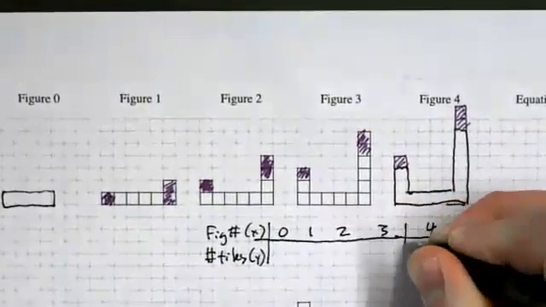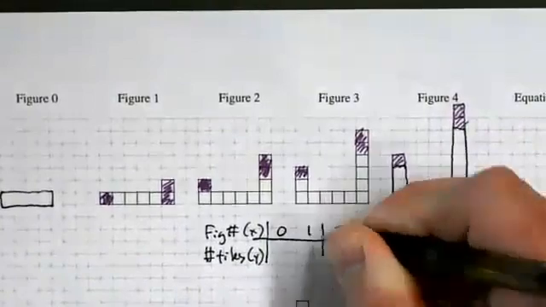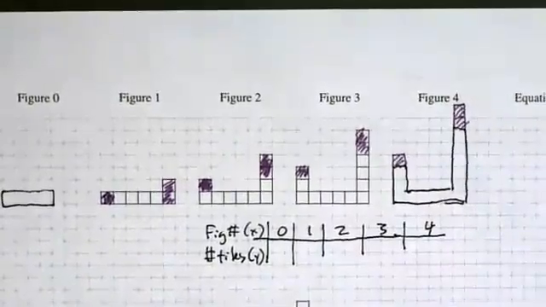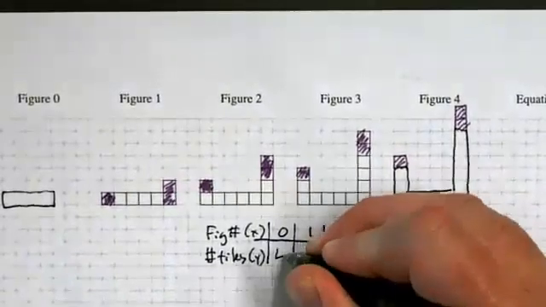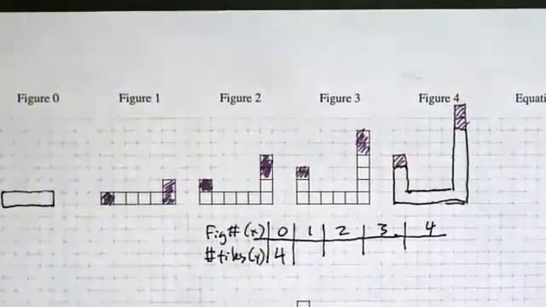And to fill out the rest of it, you're just going to need to count up how many tiles there are in each of those. Spoiler alert, figure 0 has 4 tiles. Can you fill out the rest of that table for me, please?